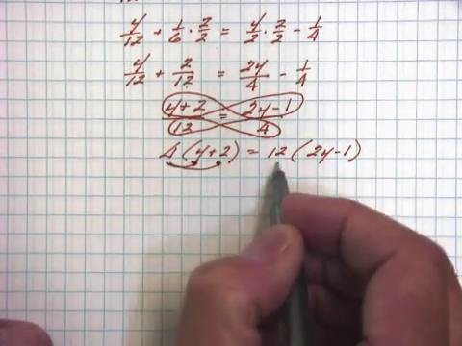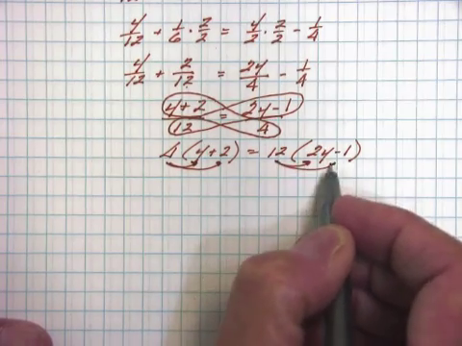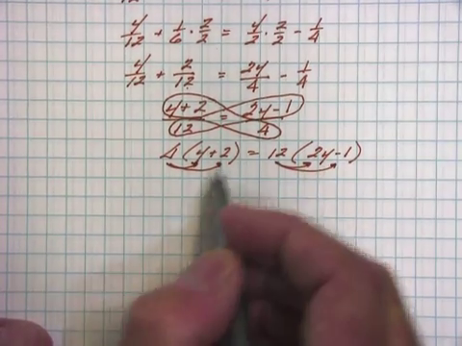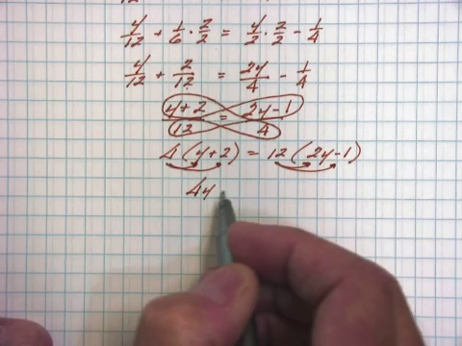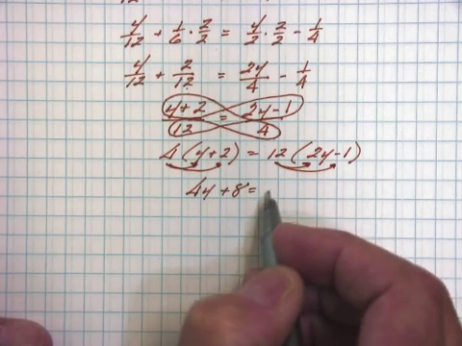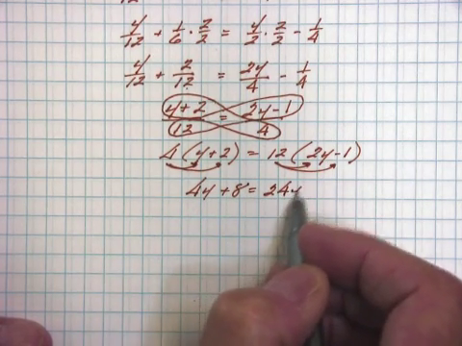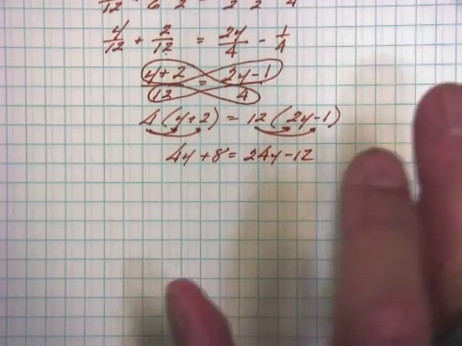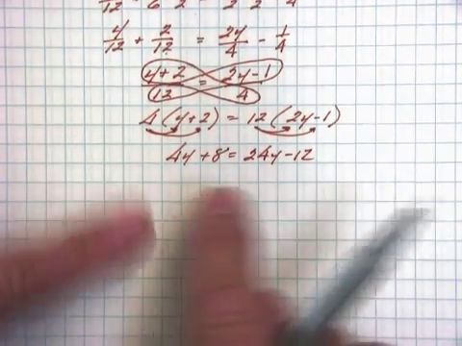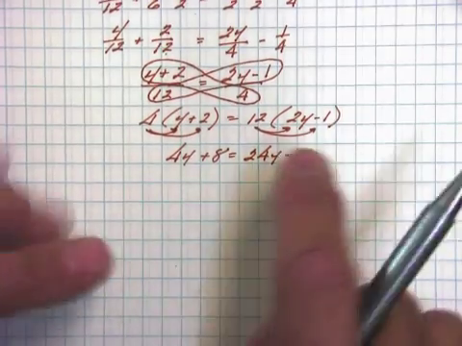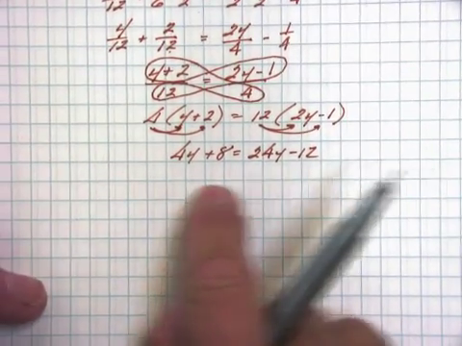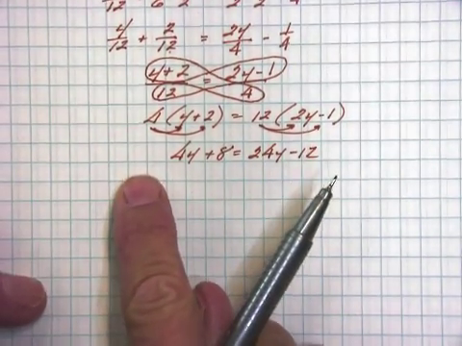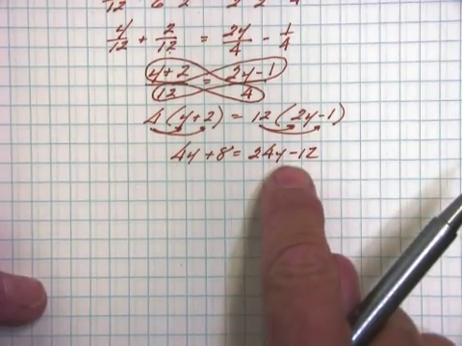Okay, now we've got to keep going. The problem is, we're whittling it down a little bit at a time, but we still have more distributive property to do. So I'm going to multiply both sides by 4 here and multiply both sides by 12 over on this side. So we've got 4y plus 8 equals 24y minus 12. Okay?